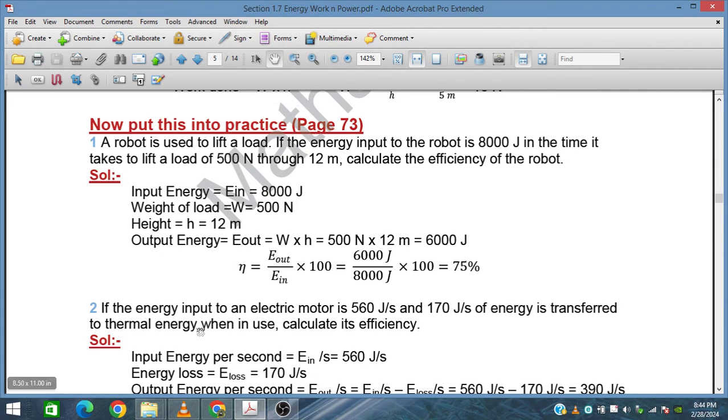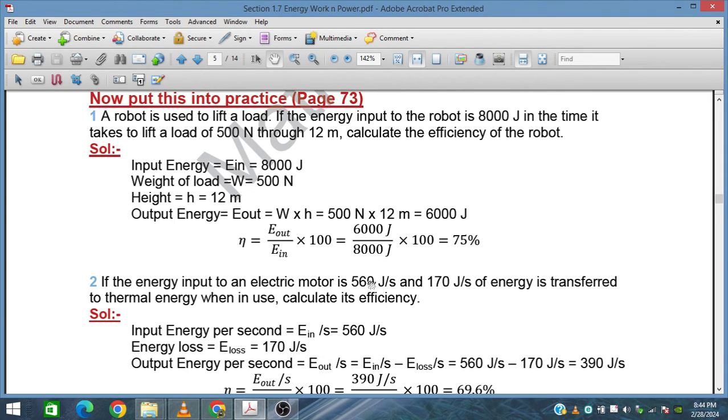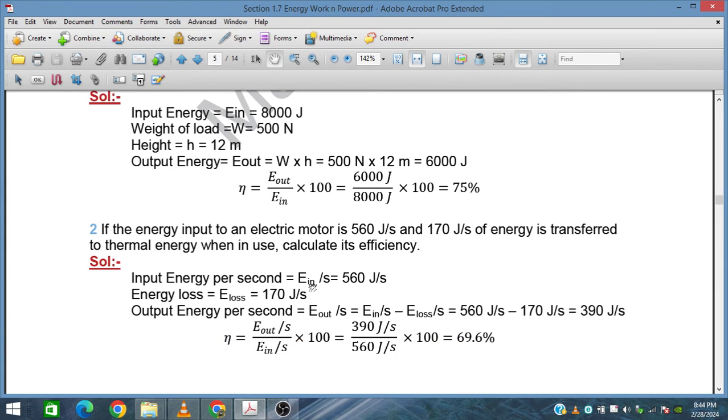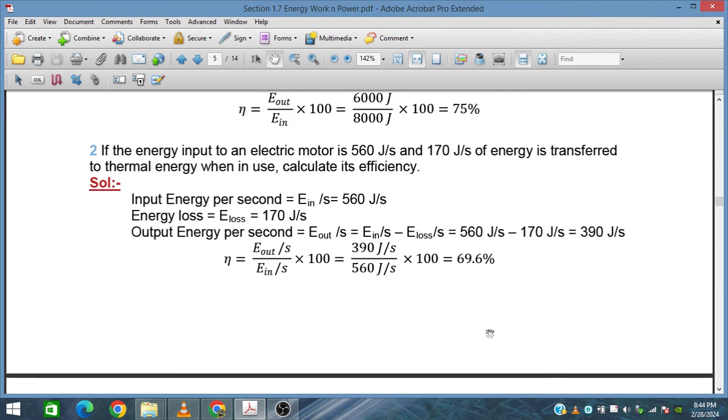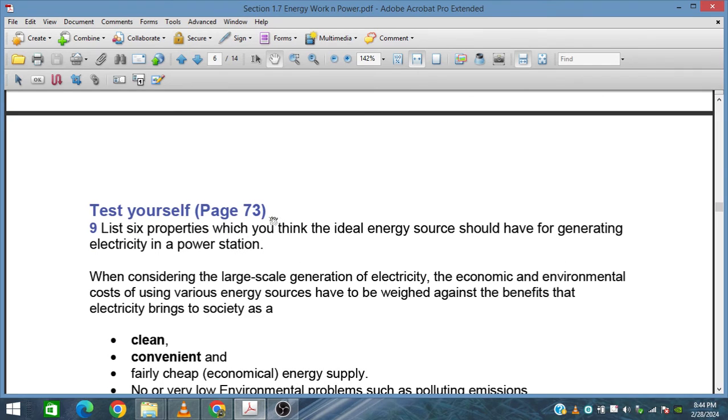If the energy input to an electric motor is 560 joules per second and 170 joules per second is transferred to thermal energy when in use, calculate its efficiency. So this is the input energy, and this is the loss. The output energy is the difference of these two. The energy rate is a power, so the power loss is 170 joules per second. The output power is 390 joules per second. Efficiency is output upon input, and it is 69.6%. So this is the output power, and this is the input power, and this is the efficiency.